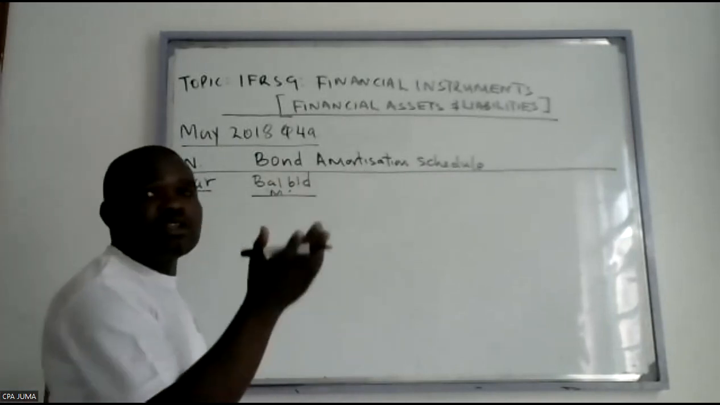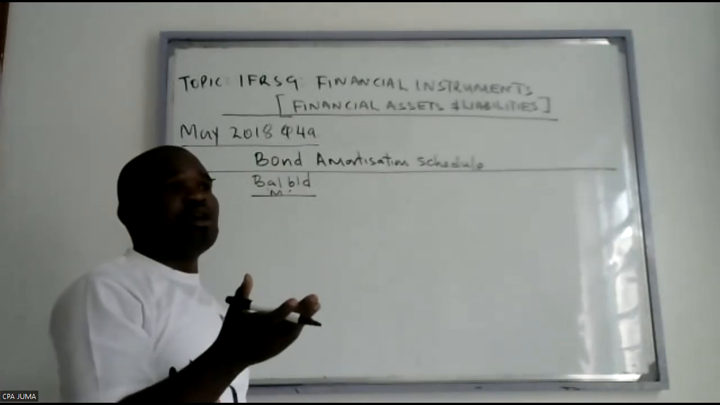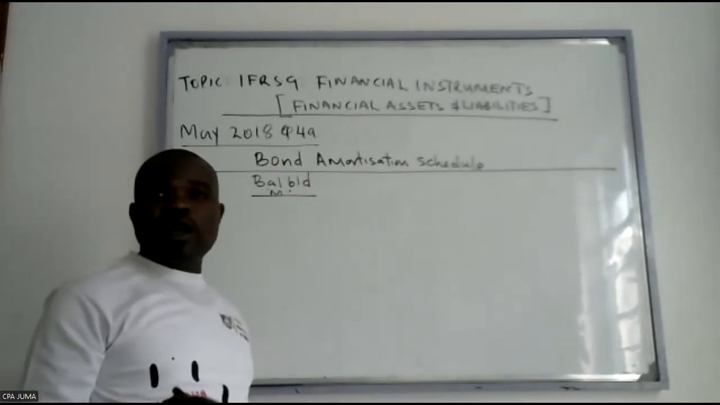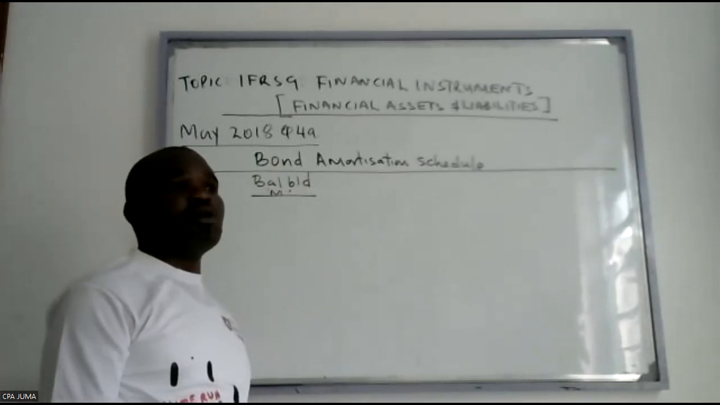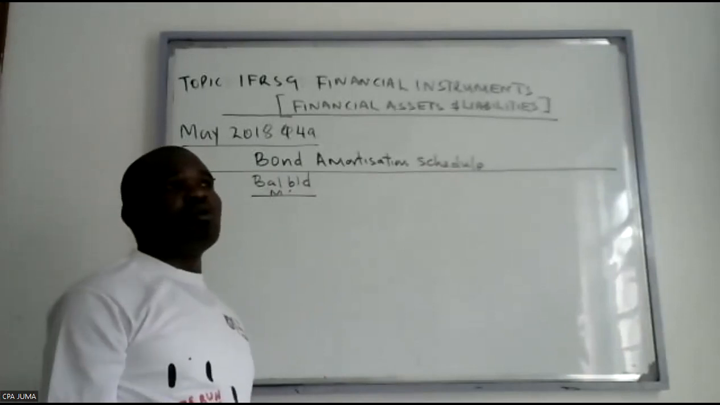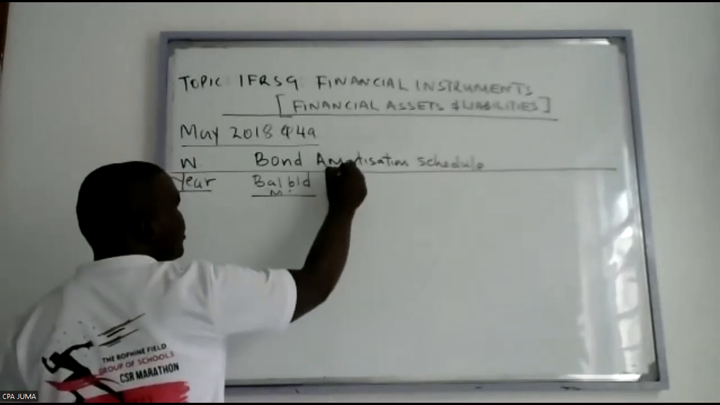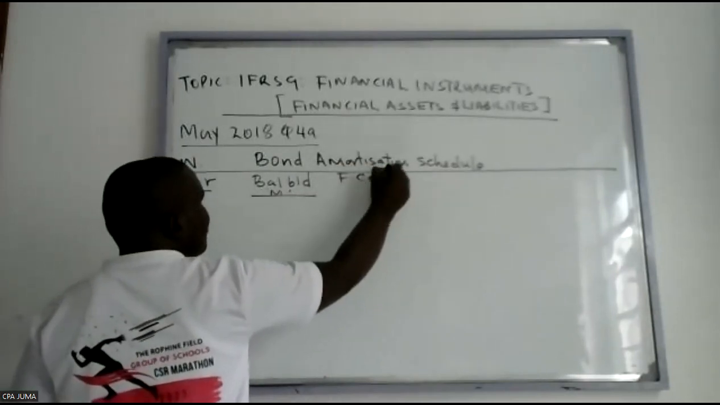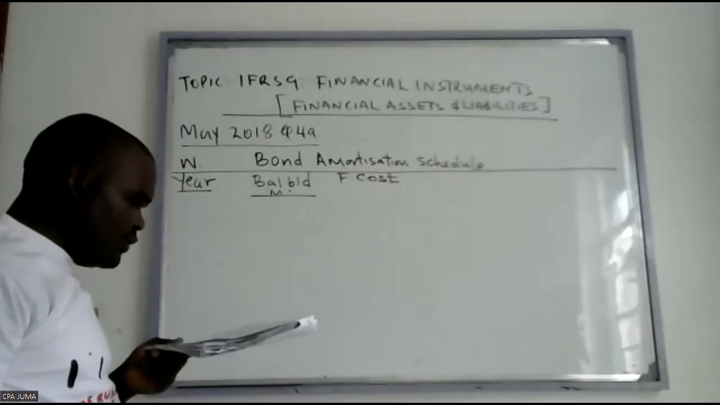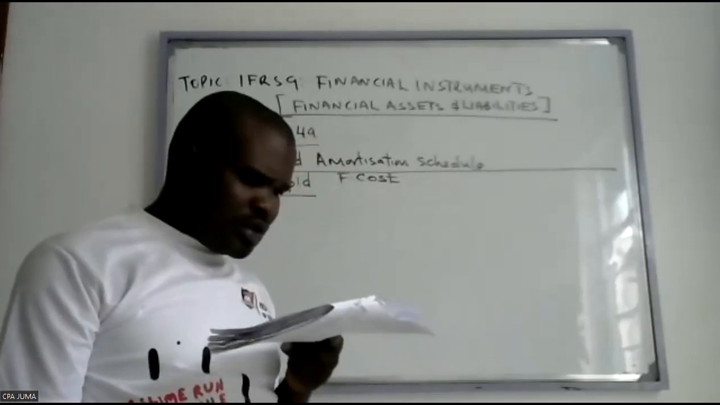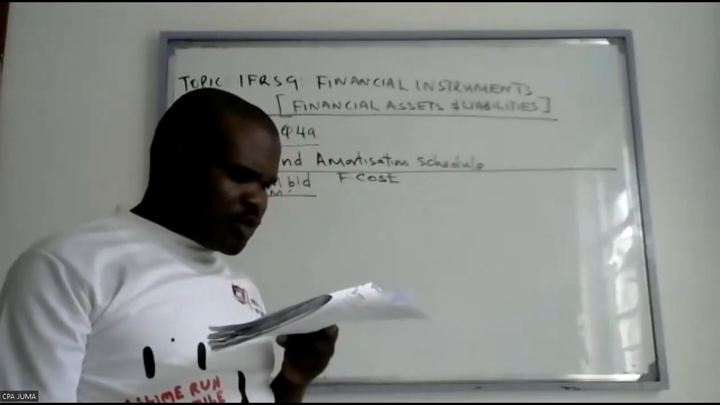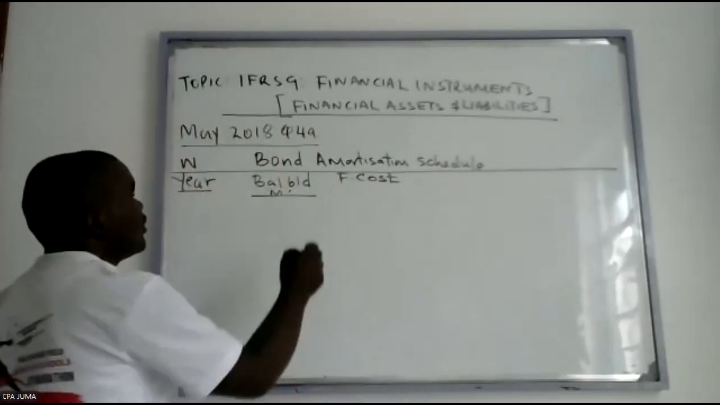Then you increase, you capitalize. There is inflation, there is risk, there is foreign exchange fluctuation. So you must capitalize the bond. So finance cost is the effective market rate. So the effective rate of interest is 20%.